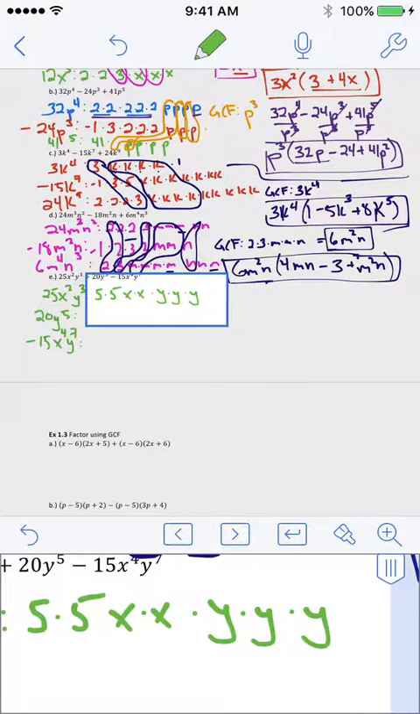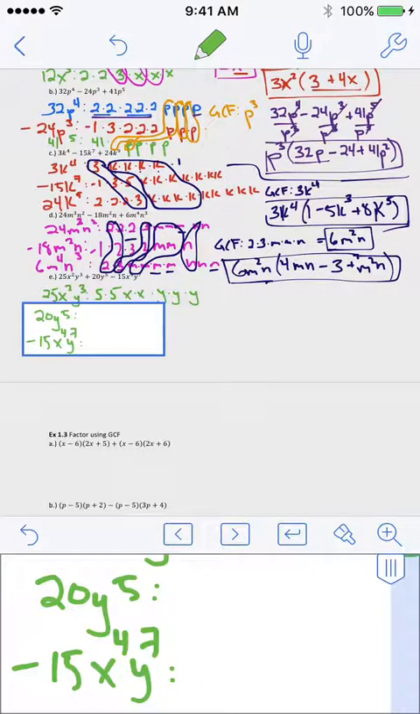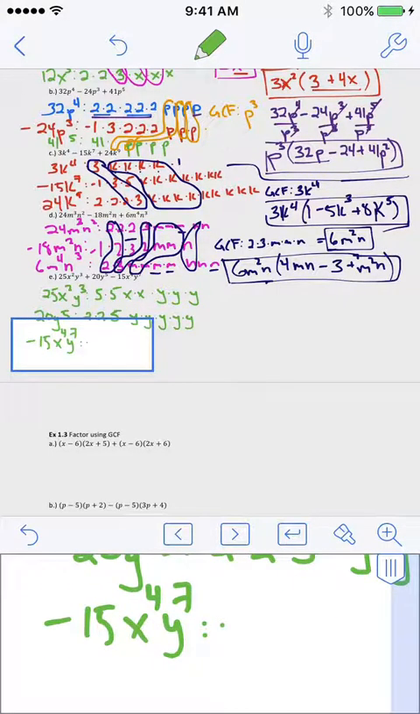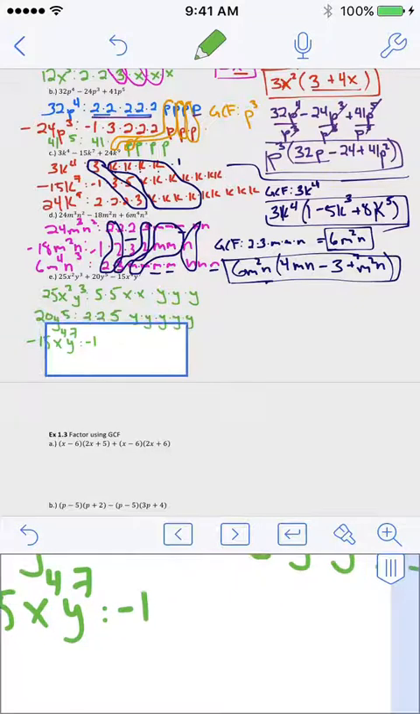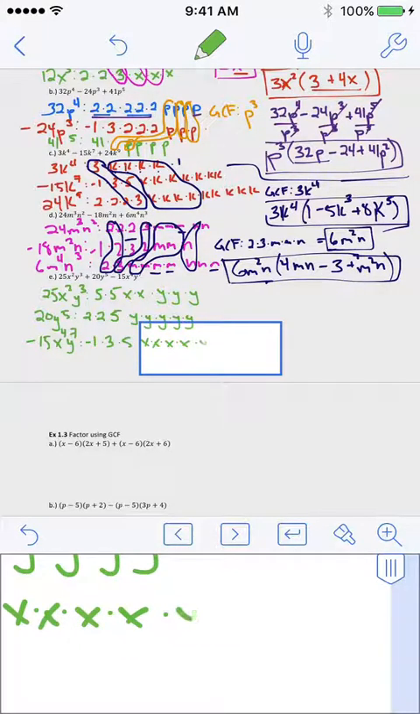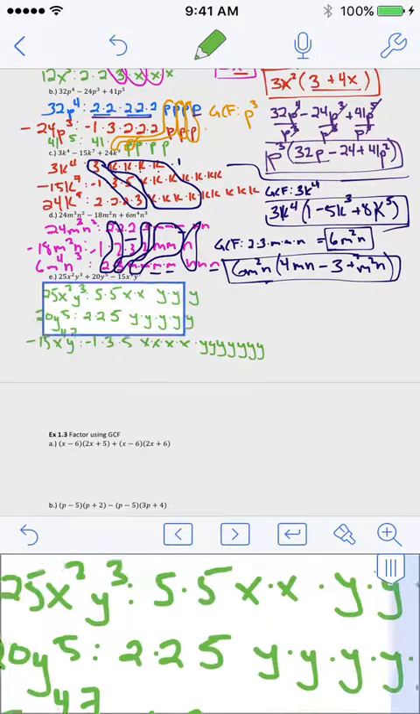Y. 4 times 5. Oops, I don't want to write 4 because 4 is not prime, right? I want to do 2 times 2 times 5. Y, and y. 5 y's. A negative 1 to make it positive. 15 is 3 and 5. Then I've got 4 x's, 3 and 4, and 7 y's. 1, 2, 3, 4, 5, 6, 7.